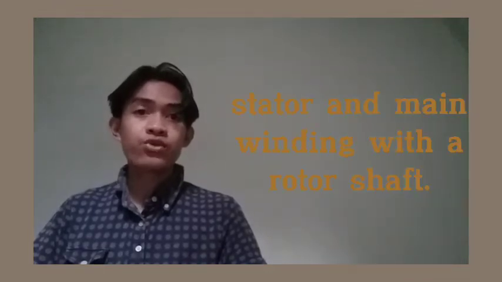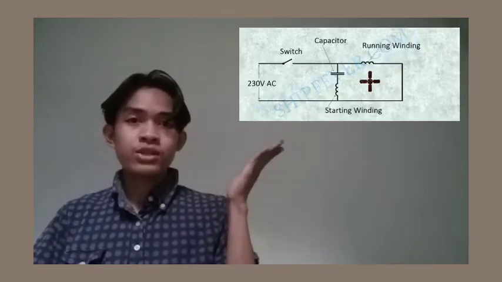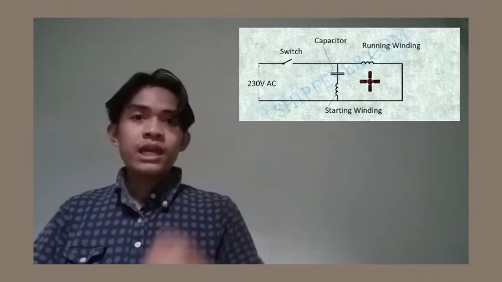Simply, any single-phase motor as used in a fan consists of a stator and a main winding with a rotor shaft. Now, with alternating current supplied to the stator winding, alternating flux is produced which then induces a current in the primary winding.